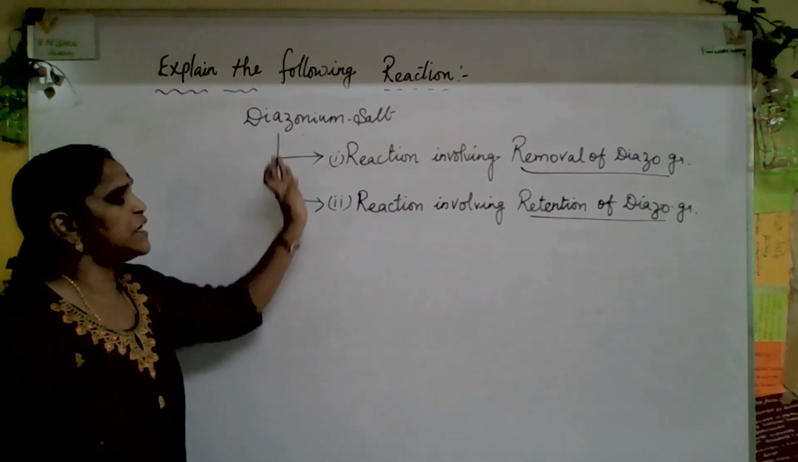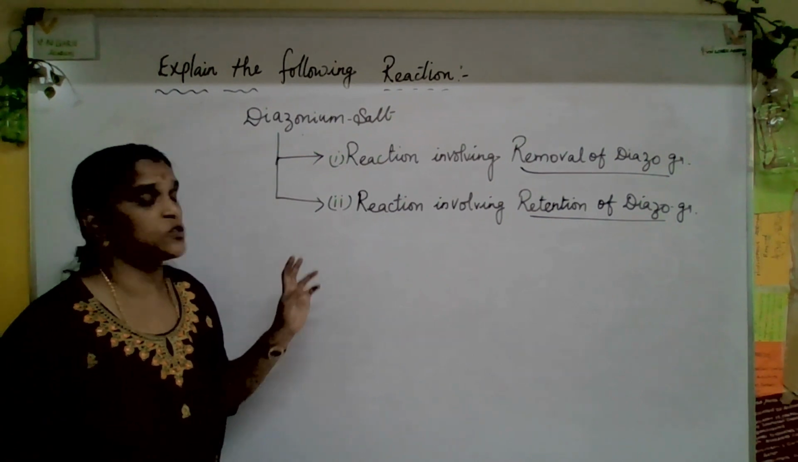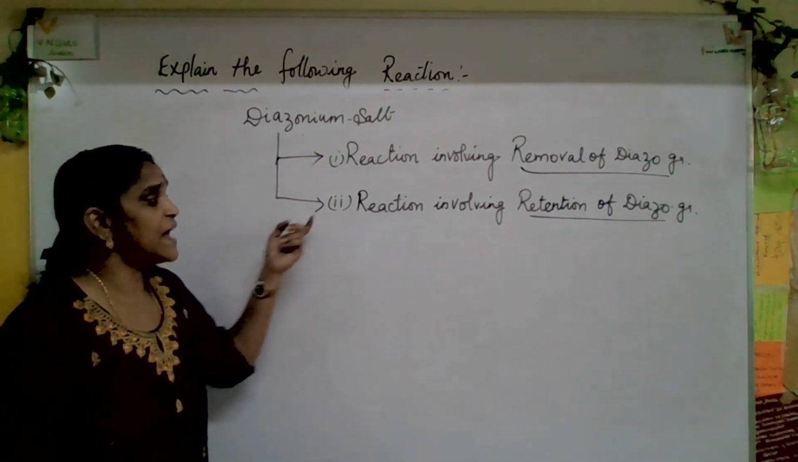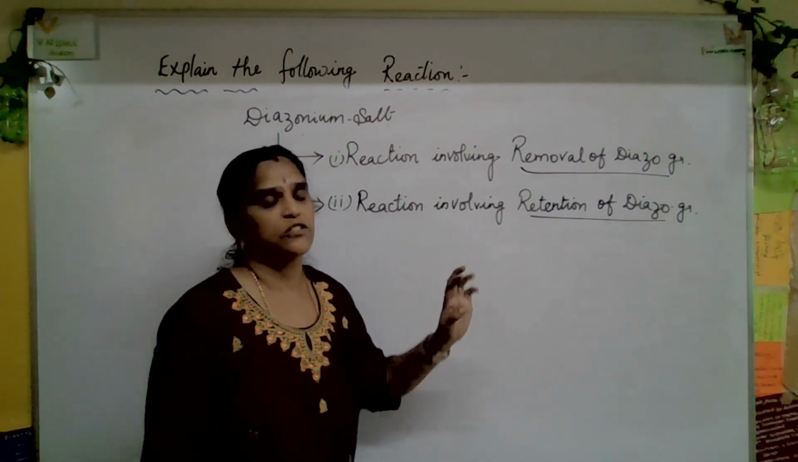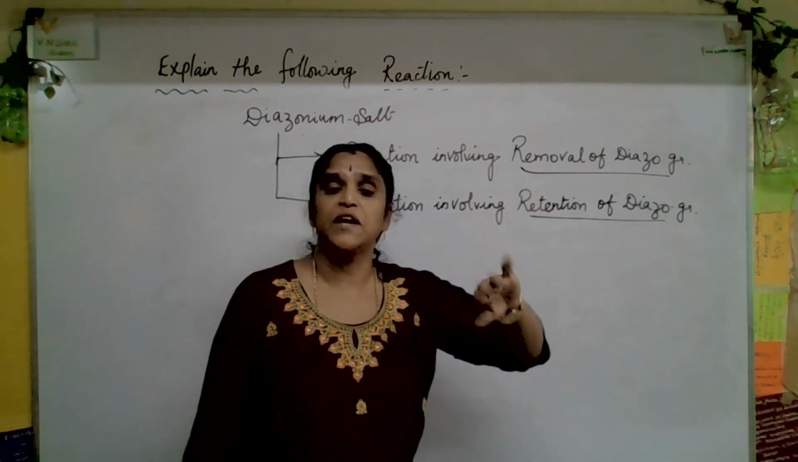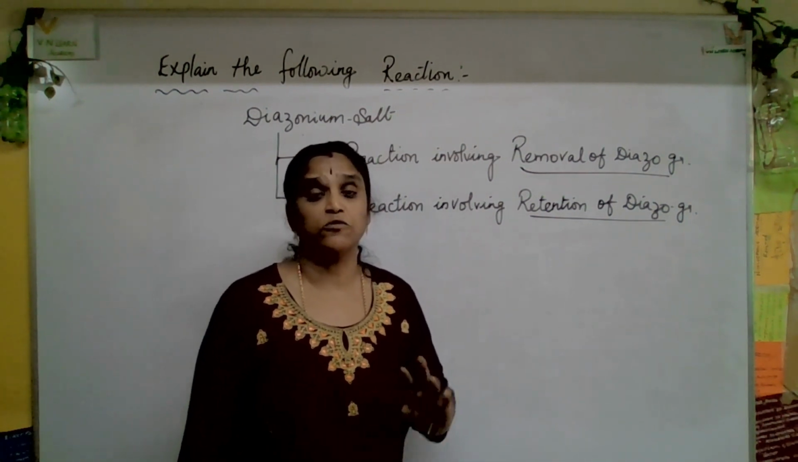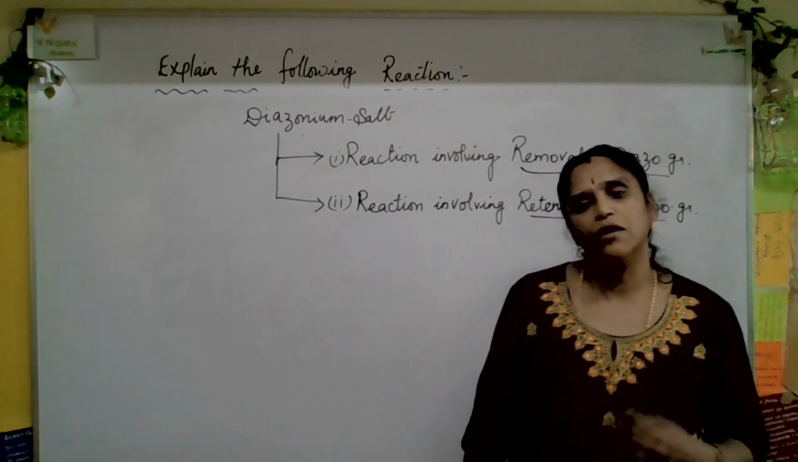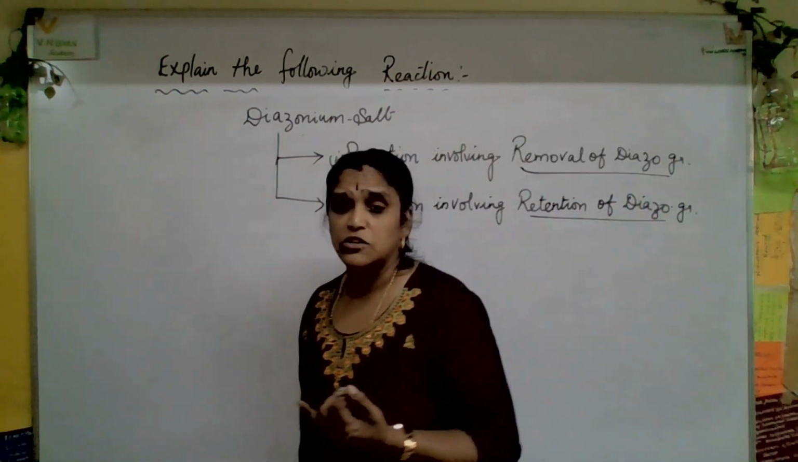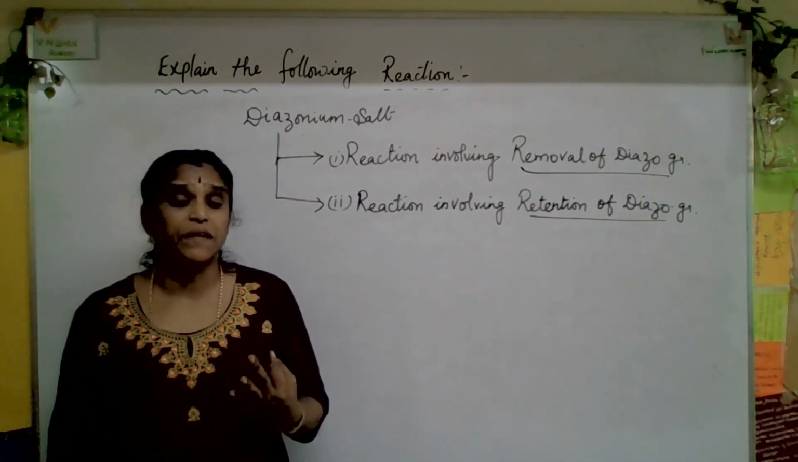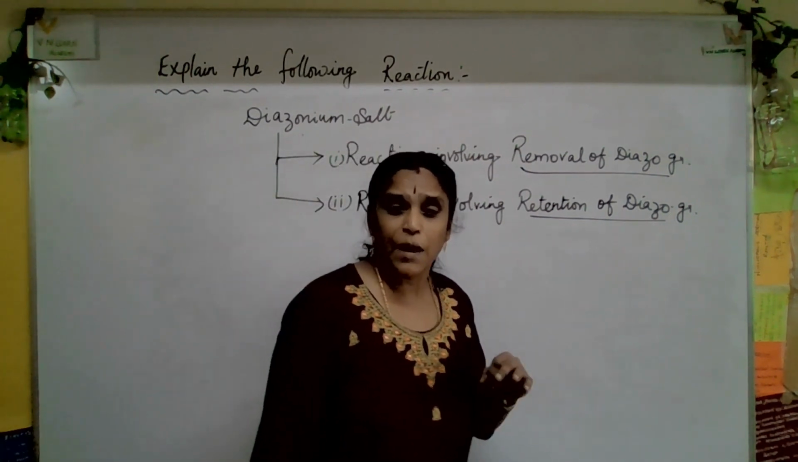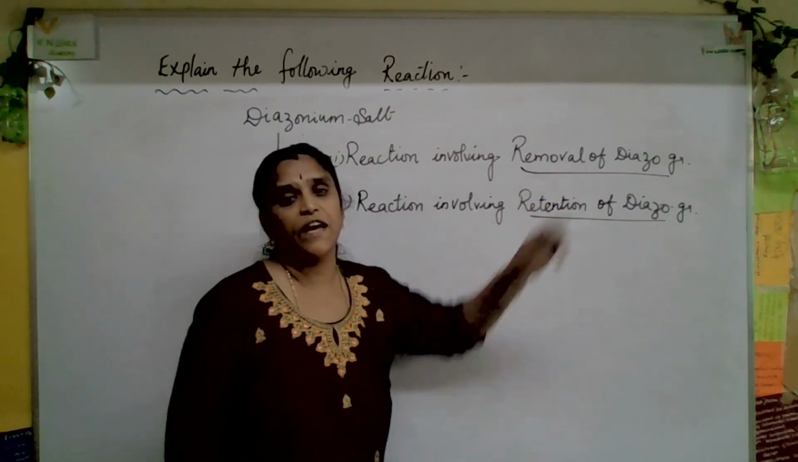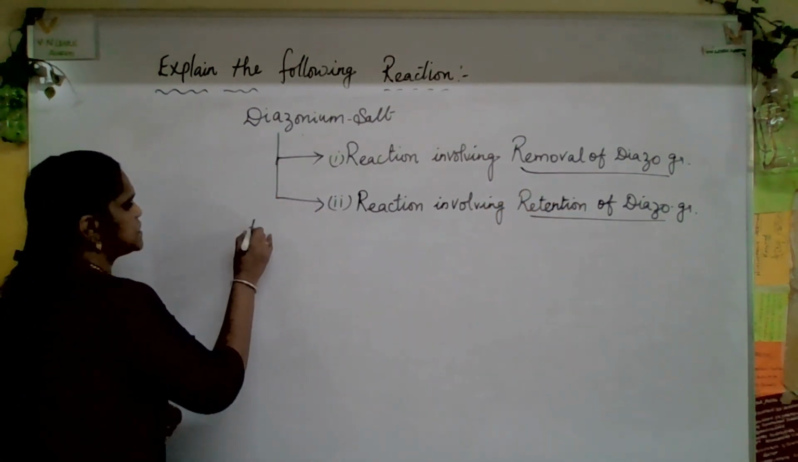Okay, now what are the two categories of the diazonium salt? Reaction involving removal of diazo group, reaction involving retention of diazo group. Removal of diazo group, so the diazo group will be completely erased out. So that is a removal of diazo group. Okay, so what reactions can be involved in that? Sandmeyer's reaction, Gattermann's reaction, Schiemann's reaction. So these are the three important naming reactions involved in that removal of diazo group. Come on, let us go for the first one.